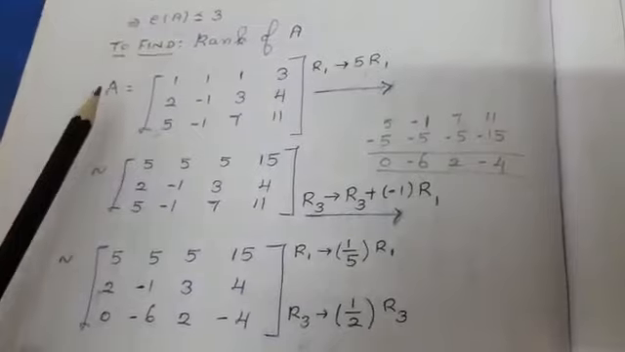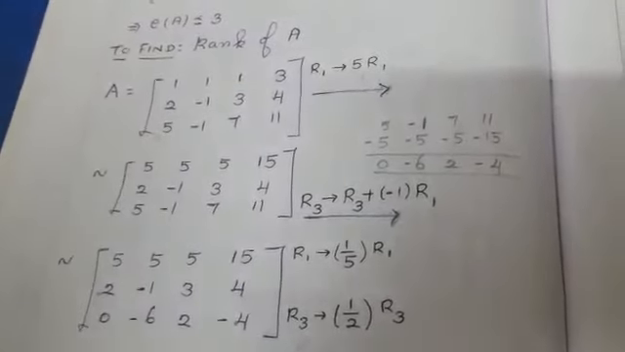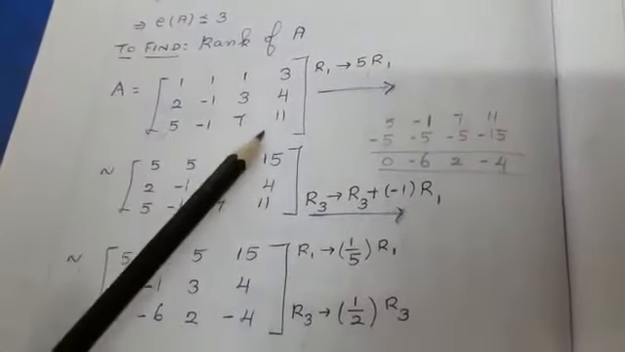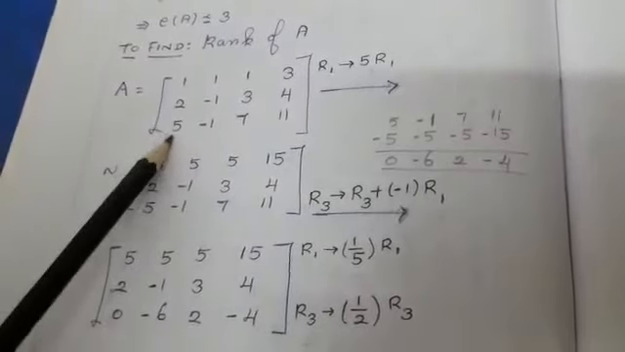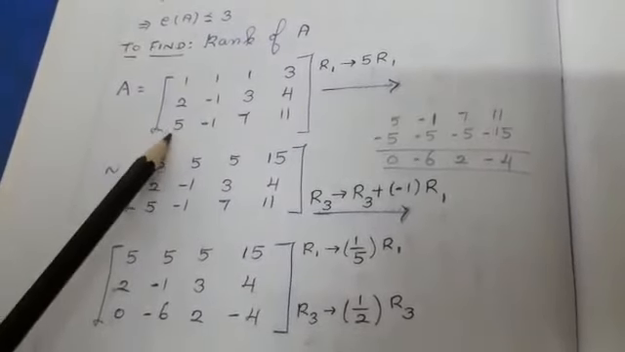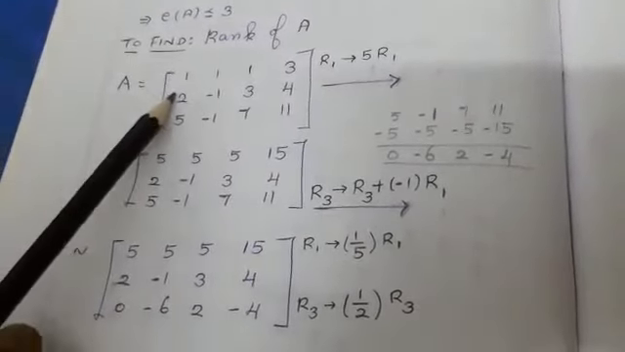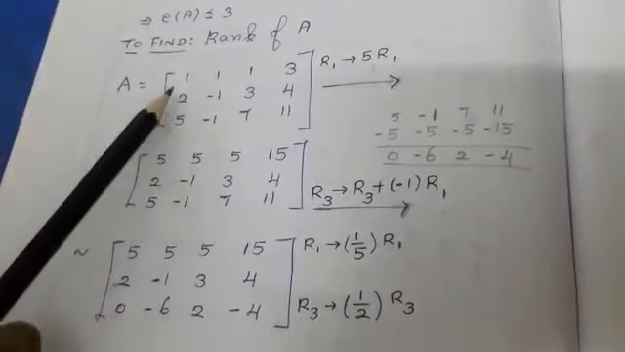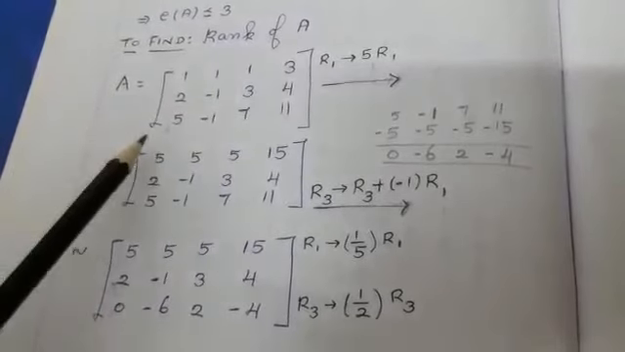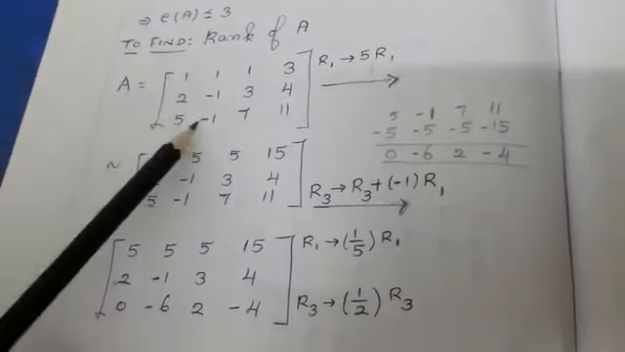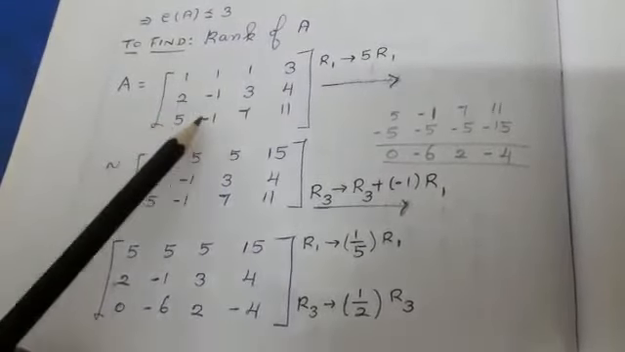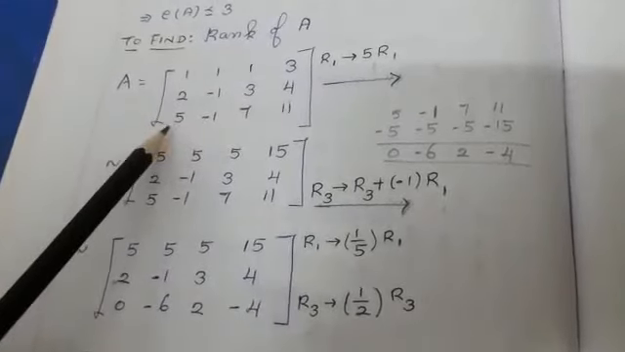Students, now take the question, write the question as it is. Last row, that is third row, first element is 5. First, I will tell you the outline of the sum. 5, 2, minus 1. In this position, I am going to bring the value as 0. And this is called triangular form. If I make it 0, automatically I will get the rank of the matrix.